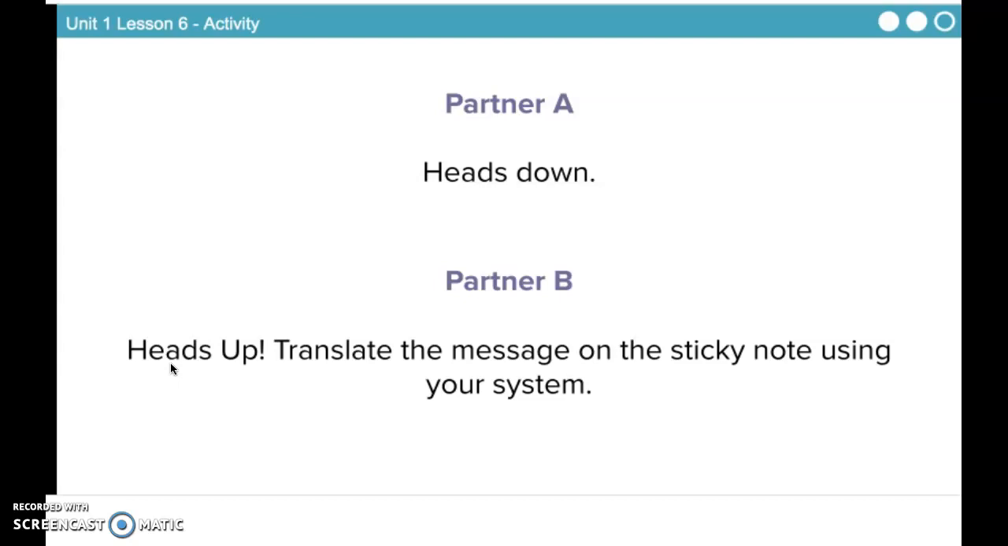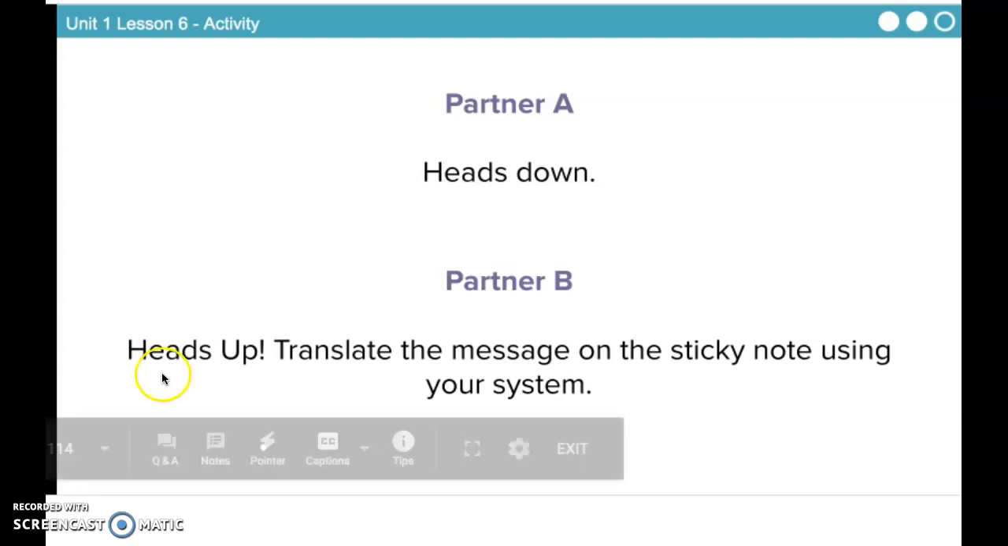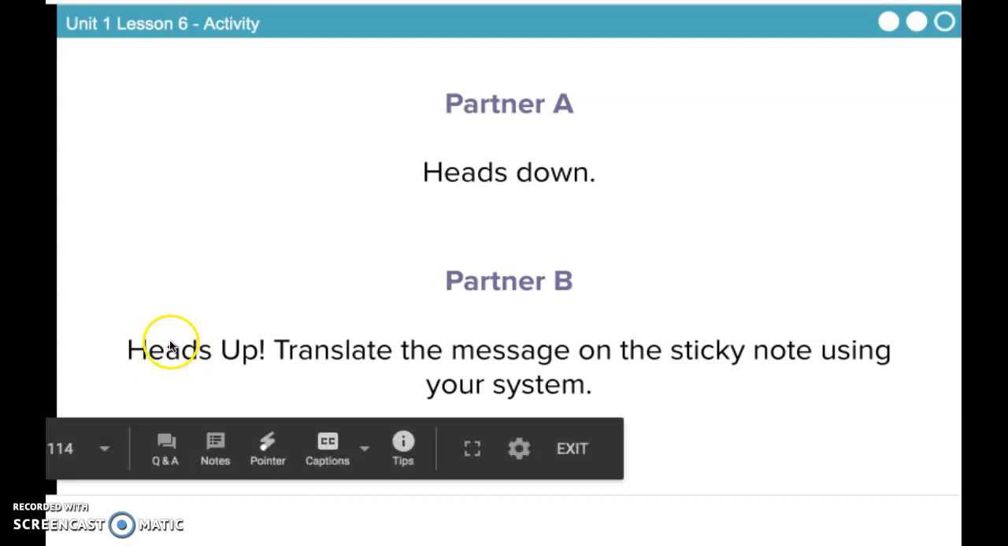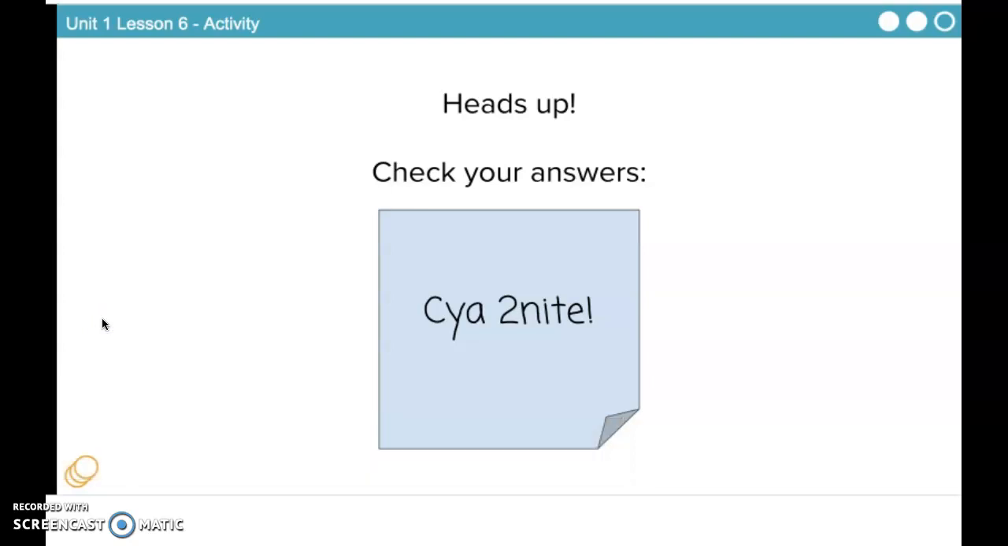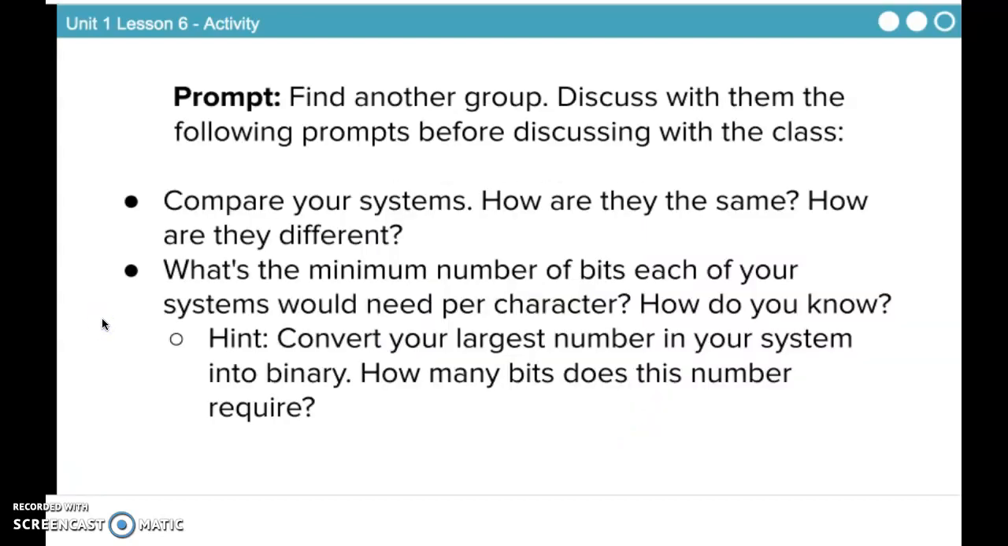And partner B, head up, look at the sticky note that partner A has provided, and translate the message on the sticky note using your system. Okay, now would be a time to hit pause if you're not ready. Okay, and what it should have equated to is this. If it didn't, update your number system or your text system.